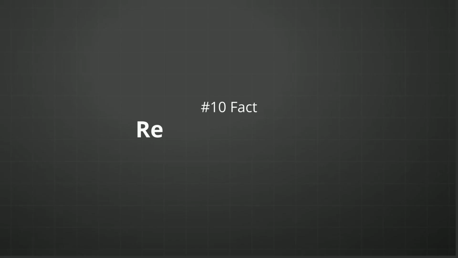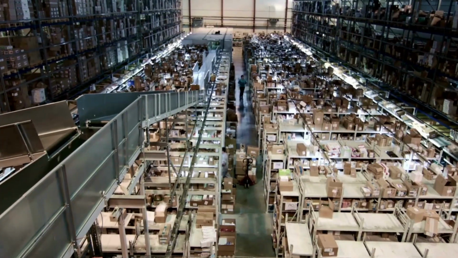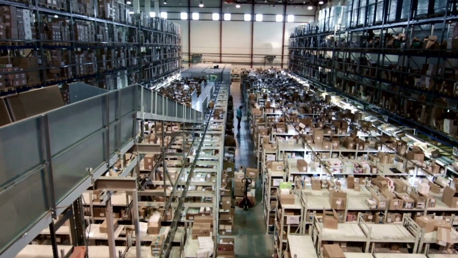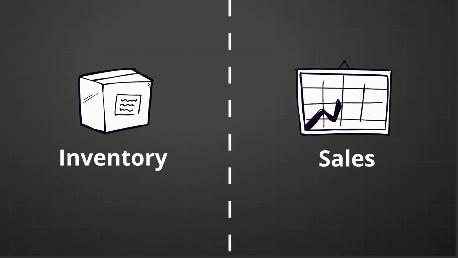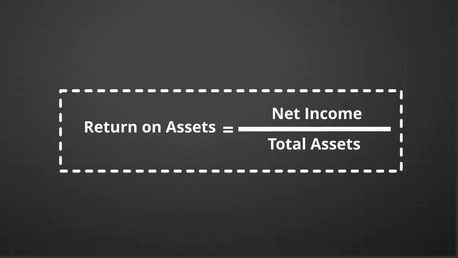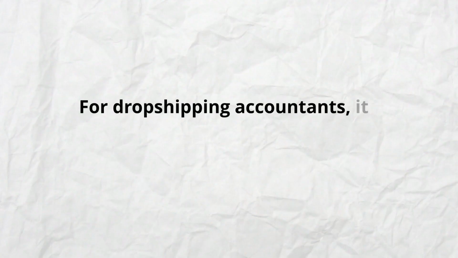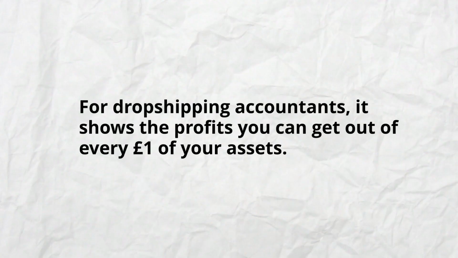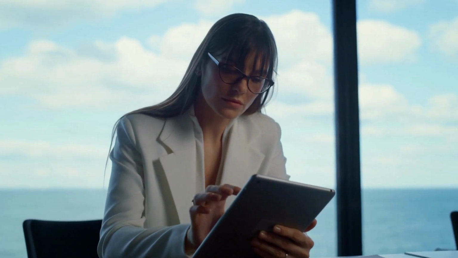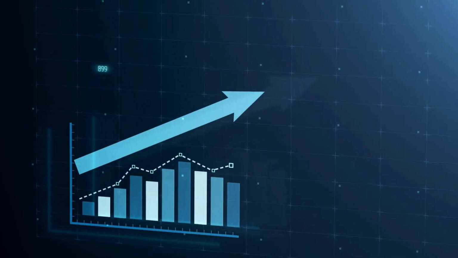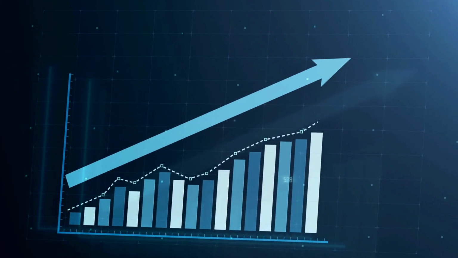Lastly, return on assets. An important profitability measure, the return on assets, or ROA, gauges how effectively a business uses its resources to generate sales. While this ratio is critical for retailers to see the relationship between inventory and sales, dropshippers will also benefit from looking at it. Return on assets is equal to net income over total assets. For dropshipping accountants, it shows the profits you can get out of every £1 of your assets. It's better to look at how ROA changes over time. An increasing metric is preferable since it points to efficient use of resources or means you've made good investments during the period.